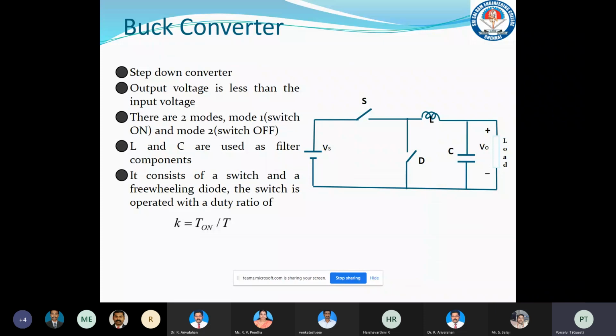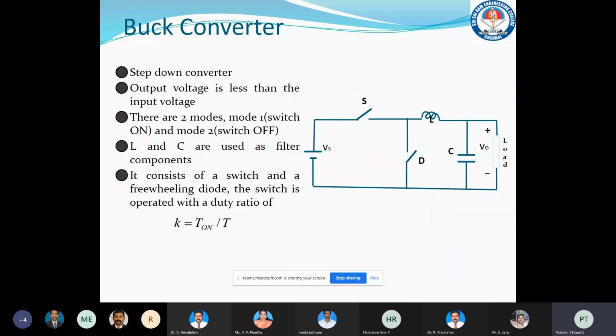In the buck converter, since it is a step down converter, the output voltage is always less than the input voltage. This converter operates in two modes of operation: mode 1, in which the switch is in the on condition, and mode 2, in which the switch is in the off condition.